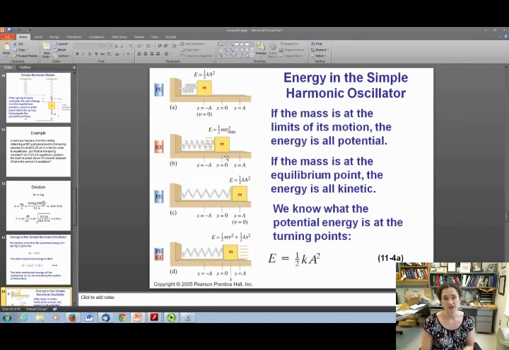Now, at x equal to 0, the equilibrium point, 1/2 kx squared is also equal to 0, so the potential energy is 0 at the equilibrium point. That means that all of the energy at that point is kinetic, so the maximum kinetic energy will be at the equilibrium point, the maximum potential energy will be at the extrema, and the kinetic energy will be 0 at those points.